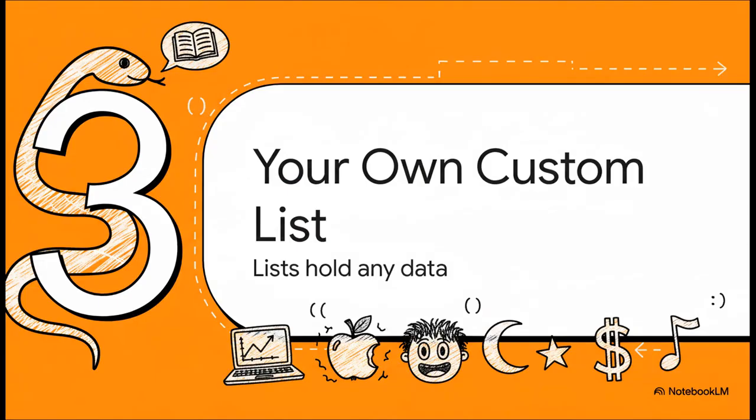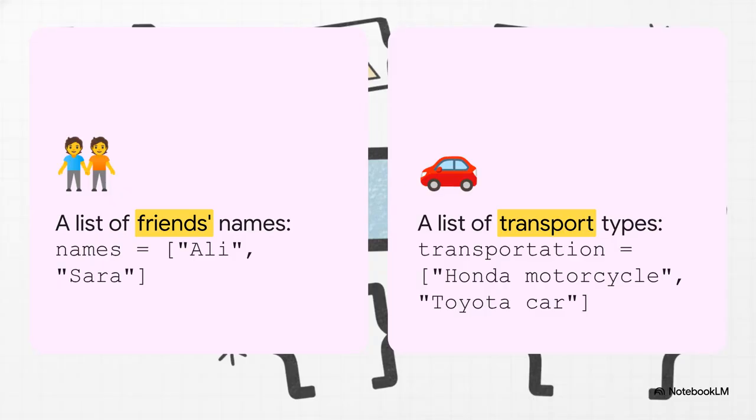All right, now that we've got the hang of it with names, let's talk about how flexible this whole thing is. Because this is the really cool part. Lists do not care what kind of information you put inside them. They're not just for names. Just look at this side by side. On the left, our friends list. On the right, a list of different ways to get around.